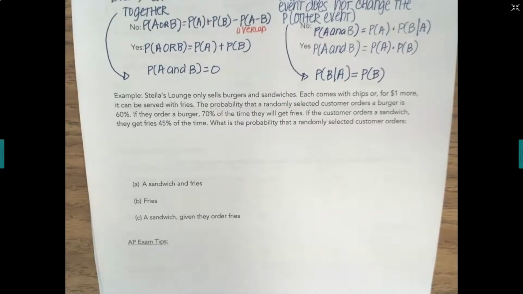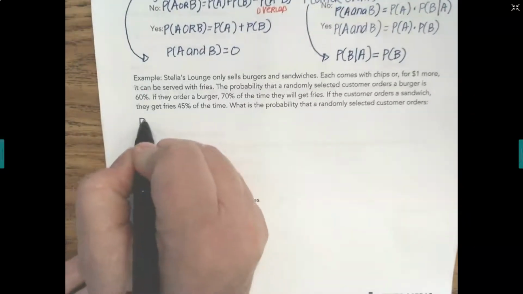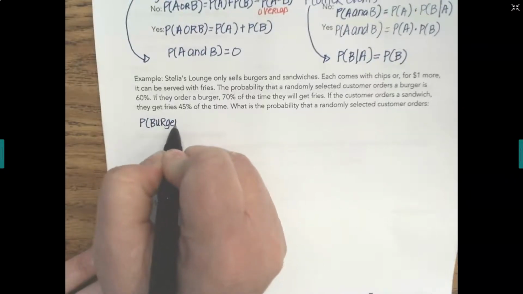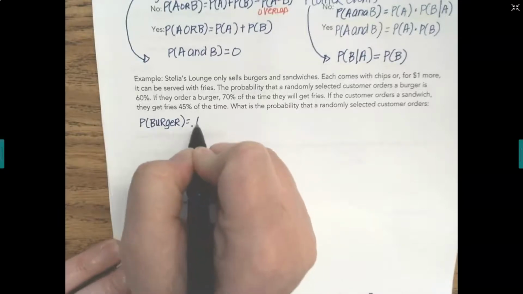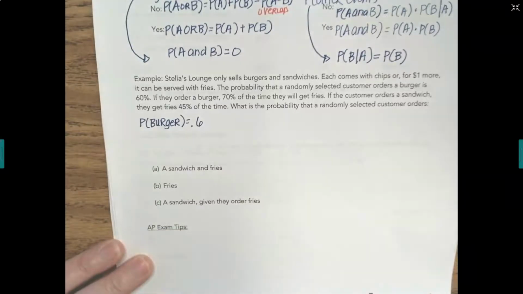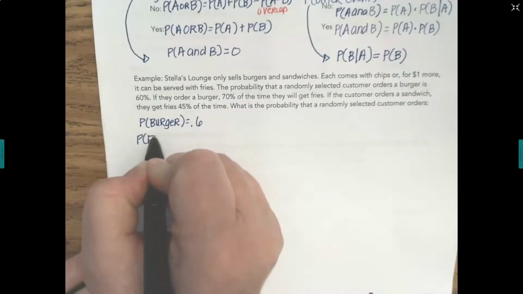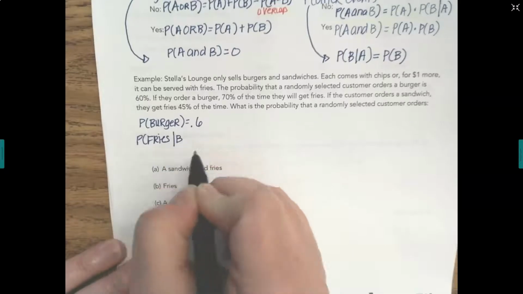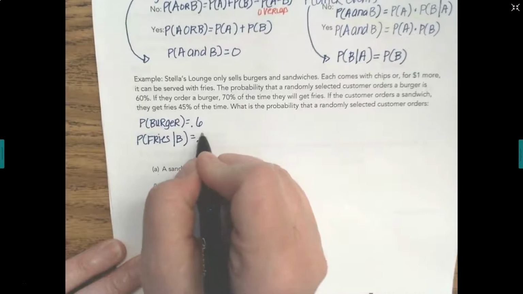All right, so let's write down what we have here. We have the probability of a burger, which this said was 60%, so I'm going to write it as 0.6. We have the probability of fries given they order a burger, I'm going to use just B for burger, equals 0.7.